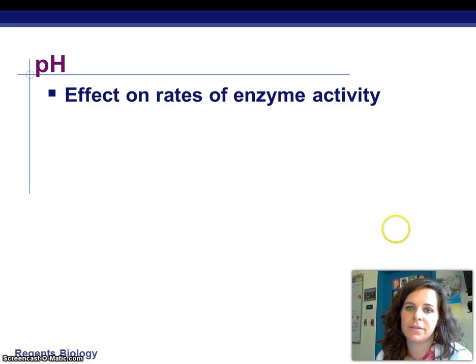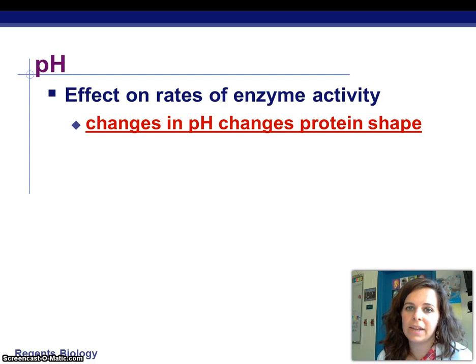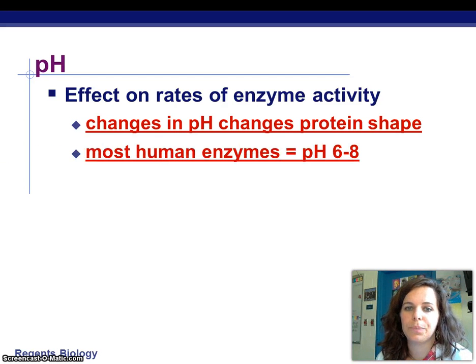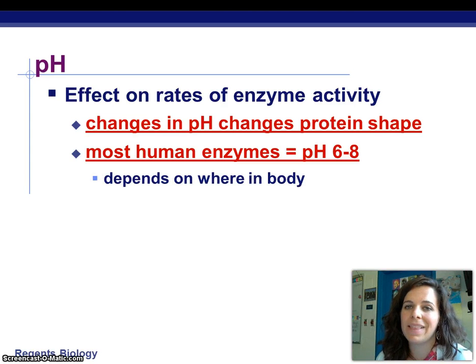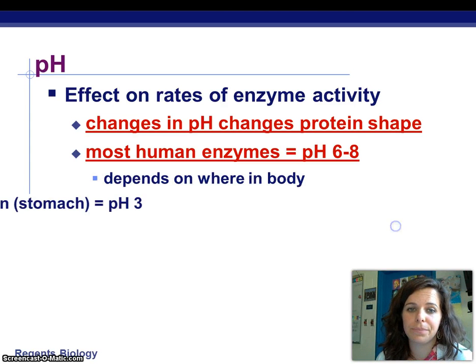pH also affects the rate of enzyme activity. Changes in pH change the protein shape. So it's all about shape here. If I change the pH, the protein shape is going to change. Most human enzymes like a pH of between 6 and 8, so almost neutral, very close to neutral. Remember, neutral pH is 7. But that depends on where in the body they are.